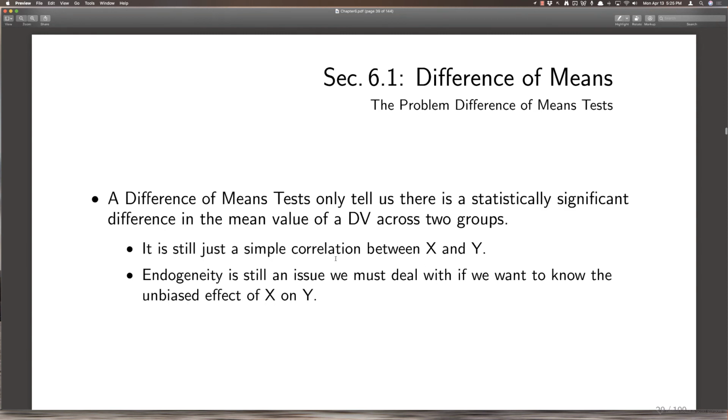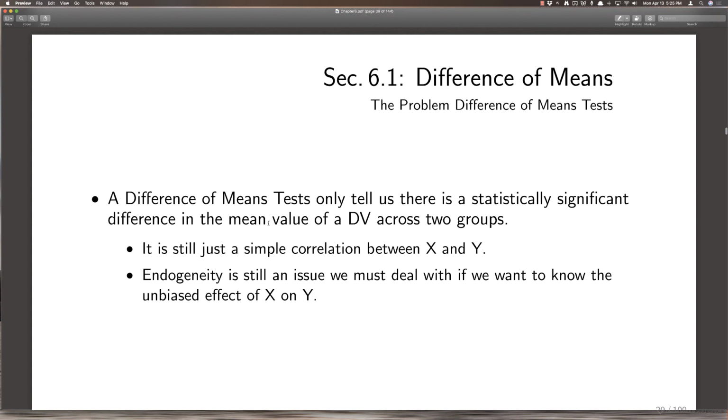Difference of means tests only tell us there's a statistically significant difference in the mean value of a dependent variable across two groups, but it's still just a simple correlation. Endogeneity could still be huge here. So we would never put any causal interpretation to this, right?